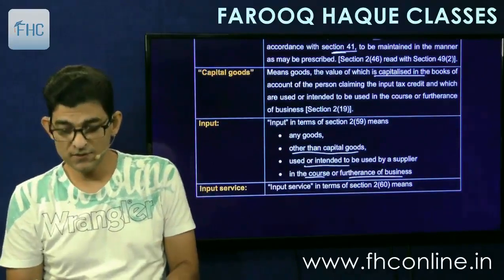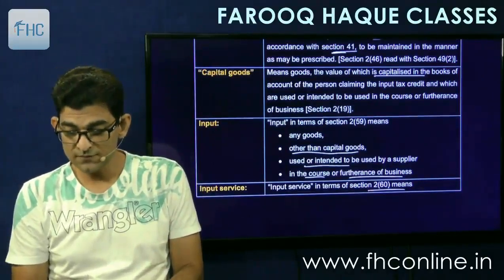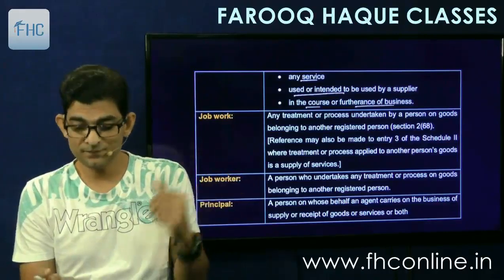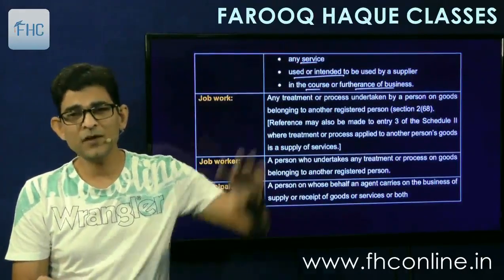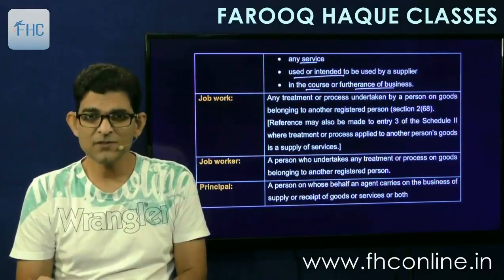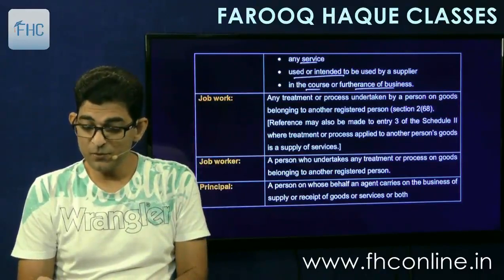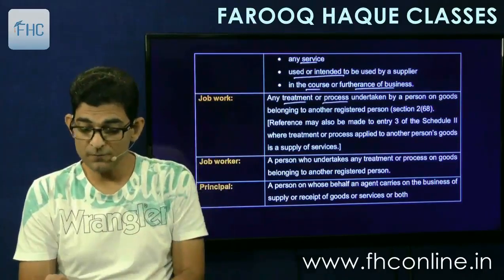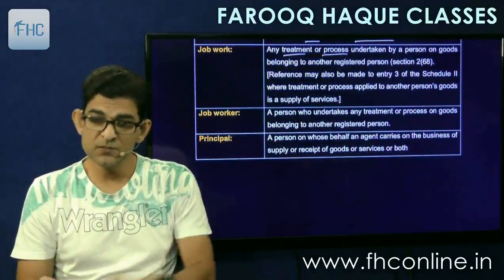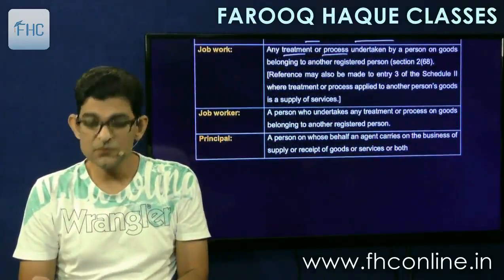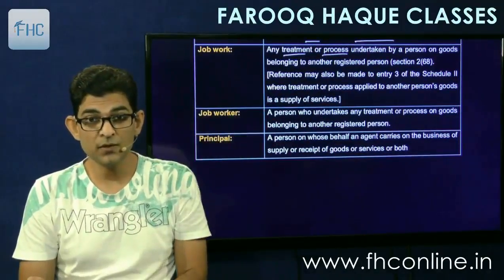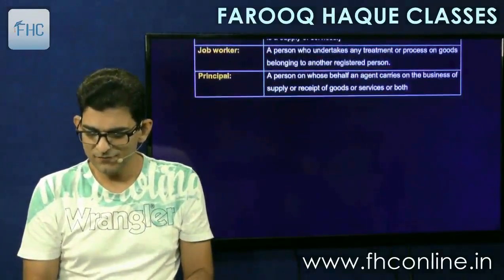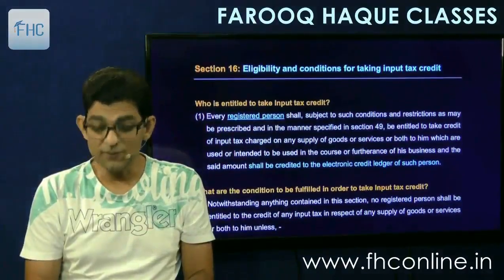So next is the definition of input service. It means any service, again, used or intended to be used by the supplier in the course of furtherance of business. Then job work is also defined, although we have already seen all these definitions, right? They are just given here for reference sake. Any treatment or process undertaken by a person on goods belonging to another. Treatment or process done on somebody else's goods is called as job work. And job worker means the person who does it. And principal means the person who appoints an agent and does business through agent is called as principal. So all these definitions are just for reference sake. We have already seen them in detail in the chapter of definitions.